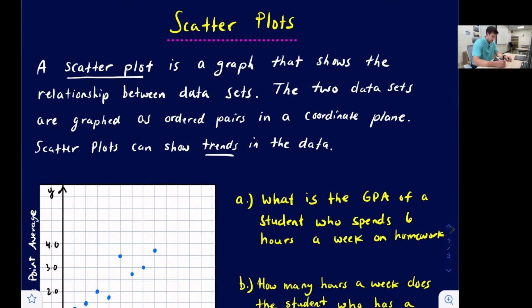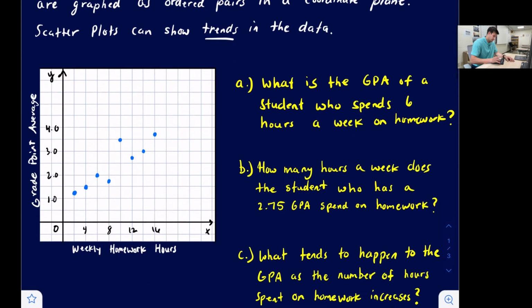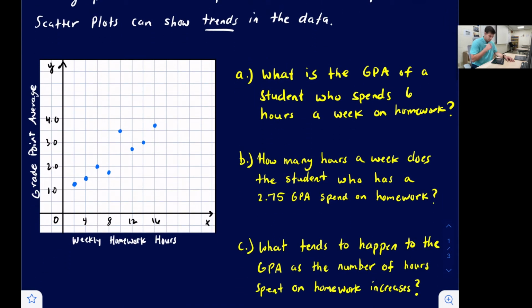And the good thing about scatter plots is it can show us trends in the data, right? As one thing increases, does the other piece of data increase as well? Does it decrease, or maybe there's no relation there? So here's an example of a scatter plot, and we're going to answer these three questions based on the scatter plot that we see.